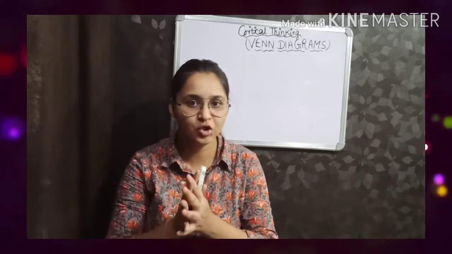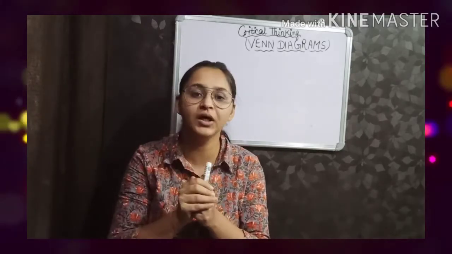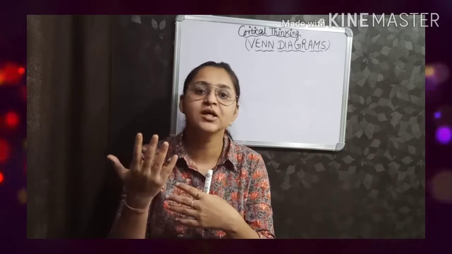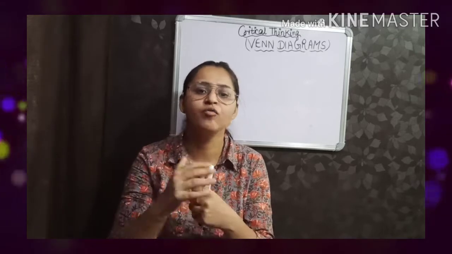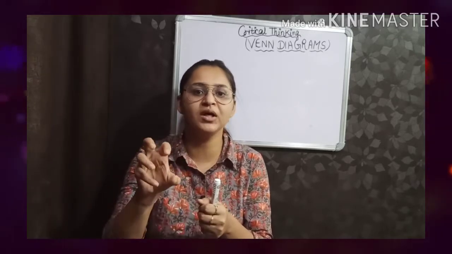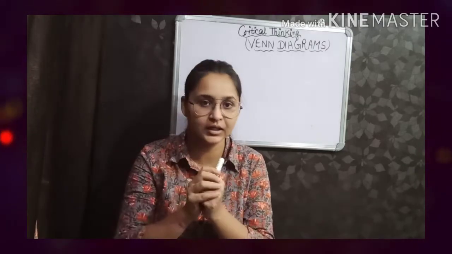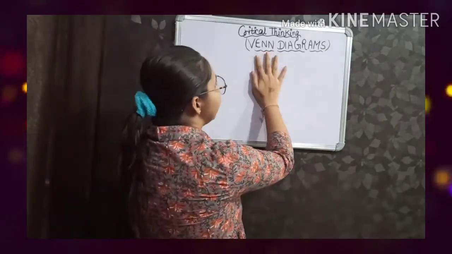Today we will learn critical thinking. So, first of all, we will understand what critical thinking is. Critical thinking is a type of thinking in which we ask questions like why this thing happens or how we can do this. This type of thinking, where we can raise our thinking skills and our imagination skills, is known as critical thinking. Our first topic in critical thinking is Venn diagrams.